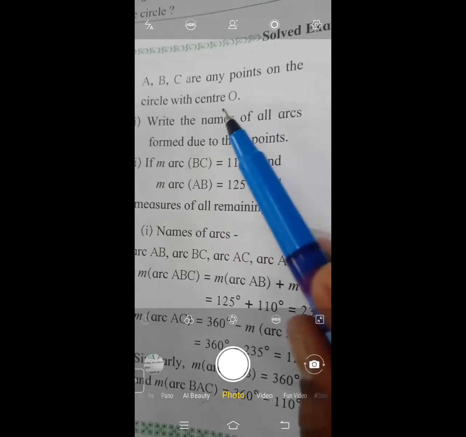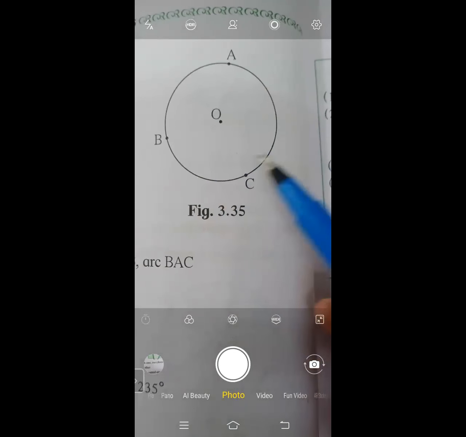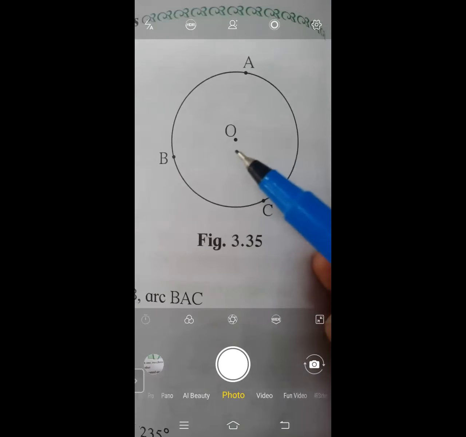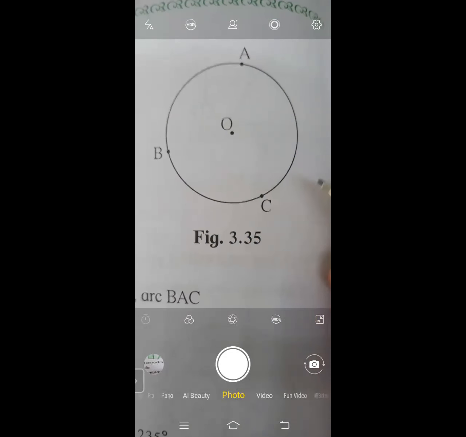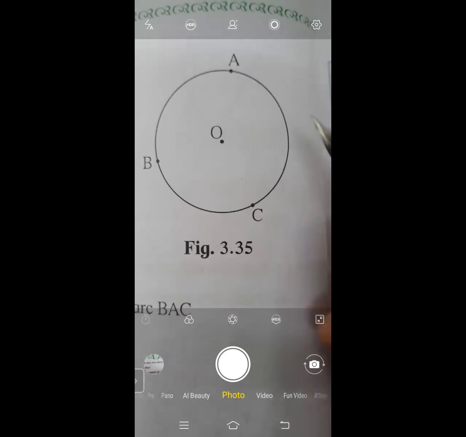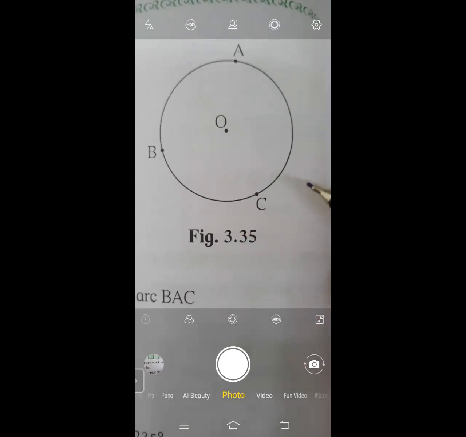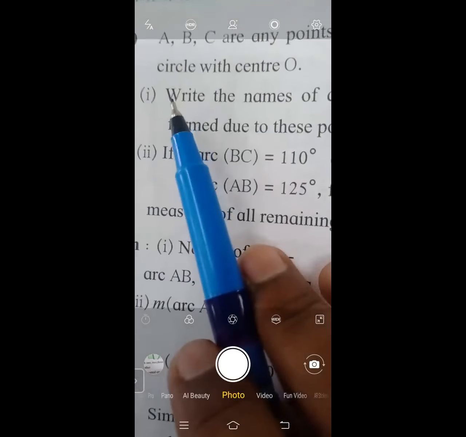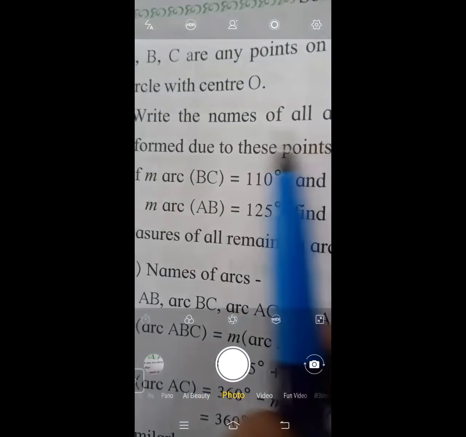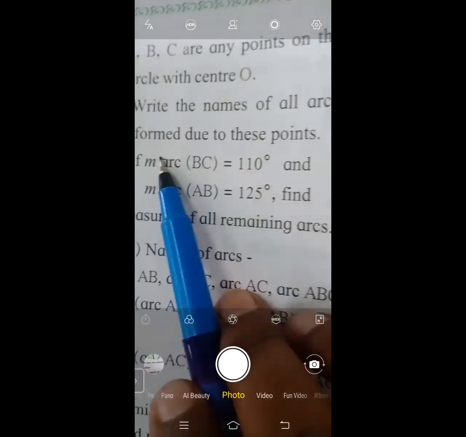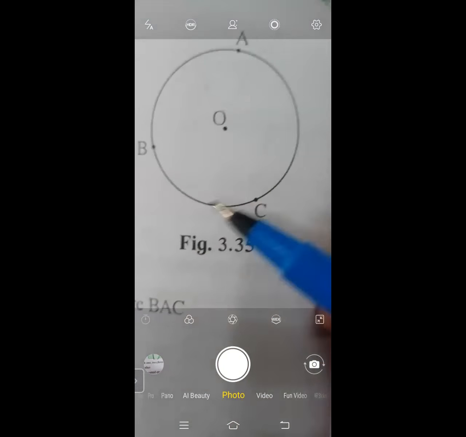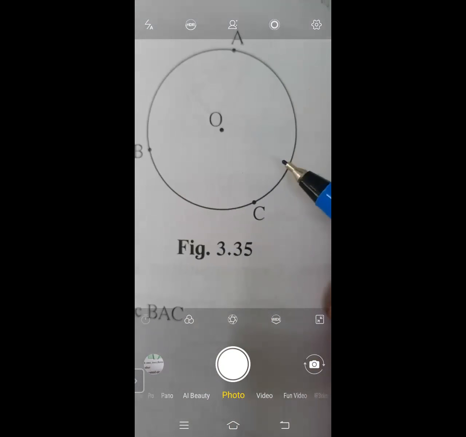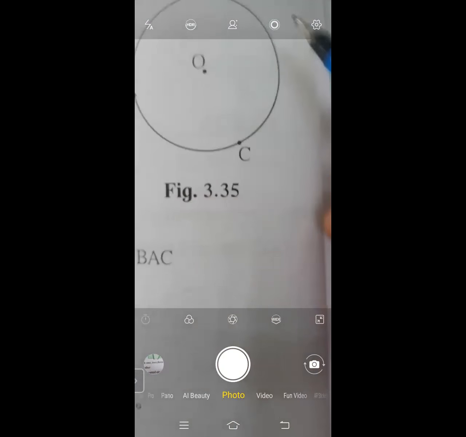So patiently see the given diagram. What does the diagram say? O is the center of the circle. You can see the concyclic points A, B, C. So first, we are asked to write the names of all arcs formed due to these points. Okay, so what all arcs can be formed with the help of these points A, B, C.